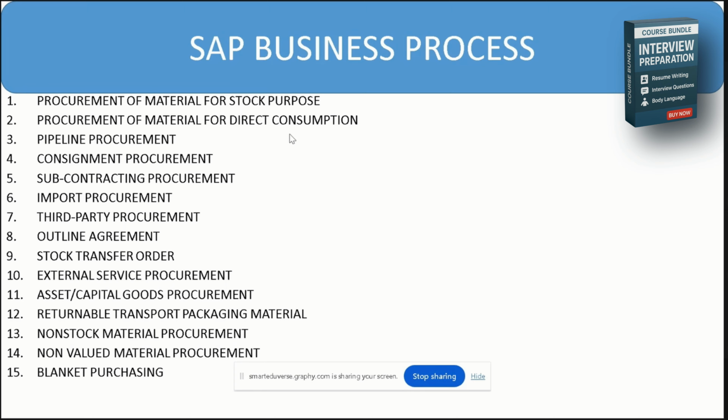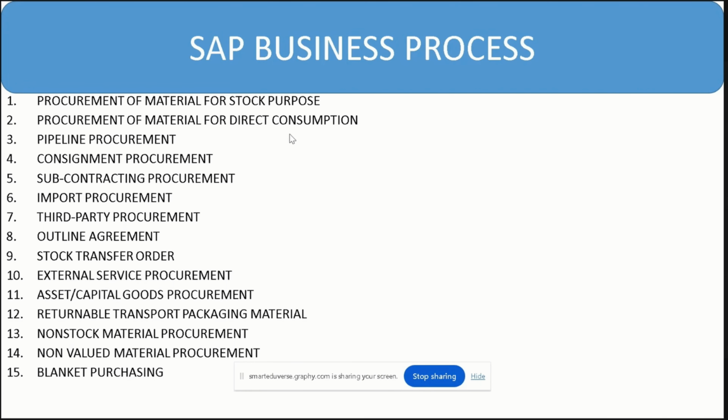Mostly you can expect what is, let's say, an important topic. First one is procurement of material for stock purpose, that is basically your standard P2P cycle. Then you can expect consignment material, subcontracting, third party, outline agreement, stock transfer process, and also external service procurement. These are the processes which are widely used, and you are going to get questions in the interview, one or another. So try to understand this process, try to remember this process.